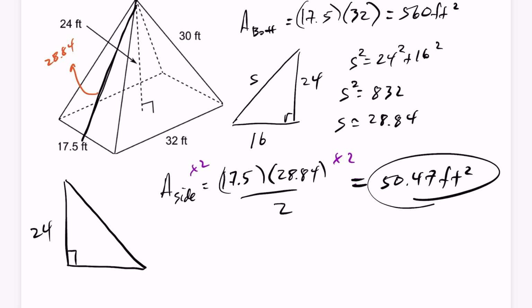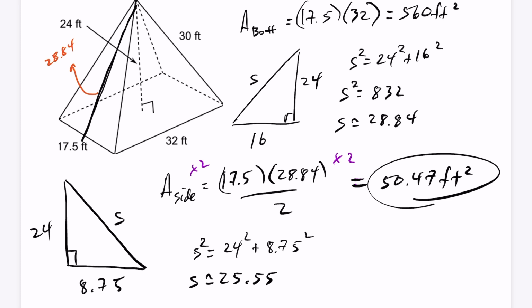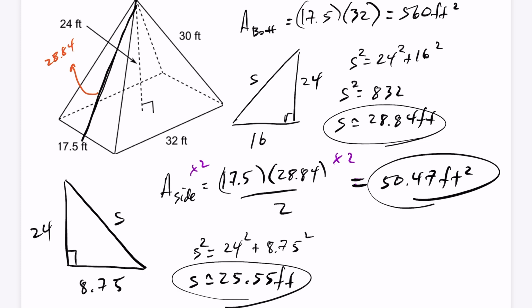Now this time what I'm doing is cutting this length in half. The length from here to here will be exactly half this length. So if you take 17.5 and divide that by 2, you get 8.75. And again, I want to find S. So S squared is your 24 squared plus 8.75 squared. If you go ahead and take the square root and solve, I get 25.55 feet for my slant height for this question here. So you'll take a note here.